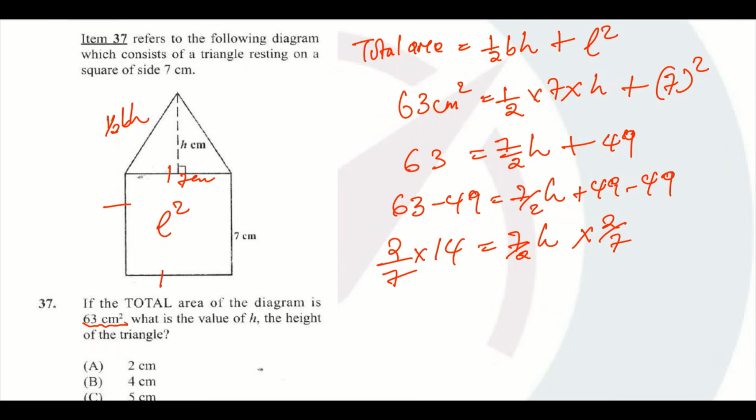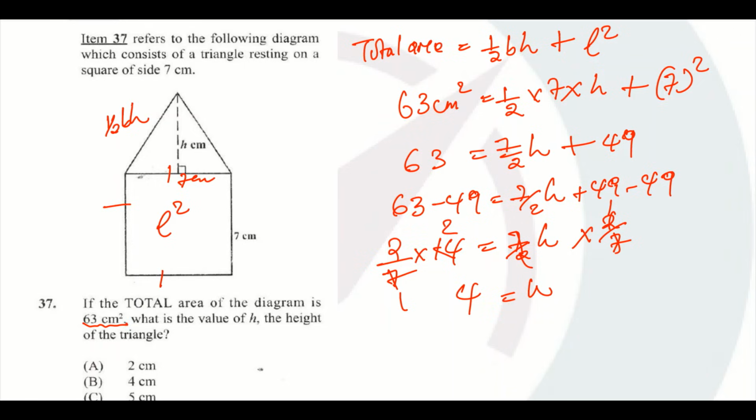So then this into this, so we're left with h. So 7 into 14, 2 sevens 14. So it's 2 times, so we get h is equal to 4. Now, you didn't have to do all this long working.